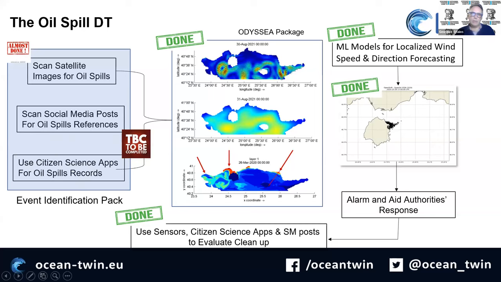We also utilize machine learning tools in order to improve the forecasting in terms of wind speed and direction. And finally, we run our model, as close to reality as possible. We, of course, validate the model. We aid the authorities in the response, and we evaluate this response based on the citizen science app and the social media posts that the users upload.